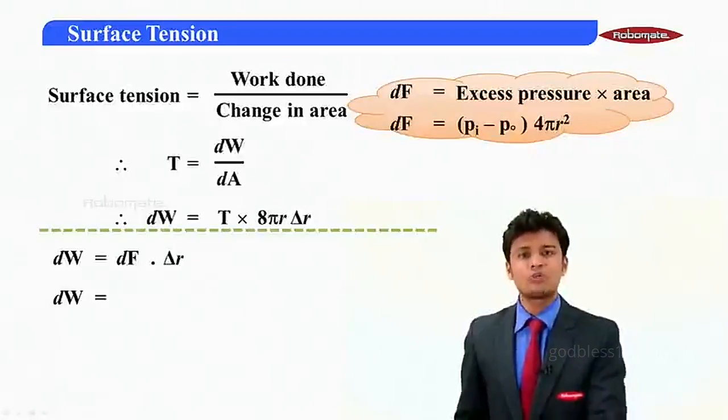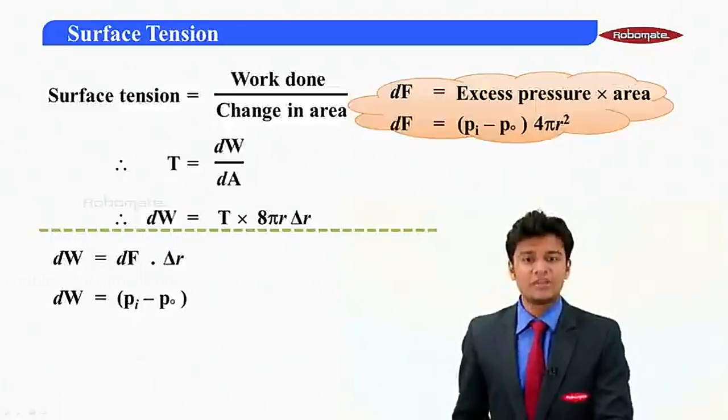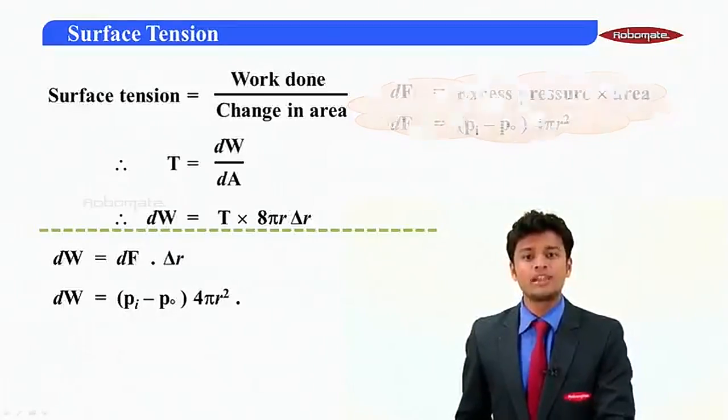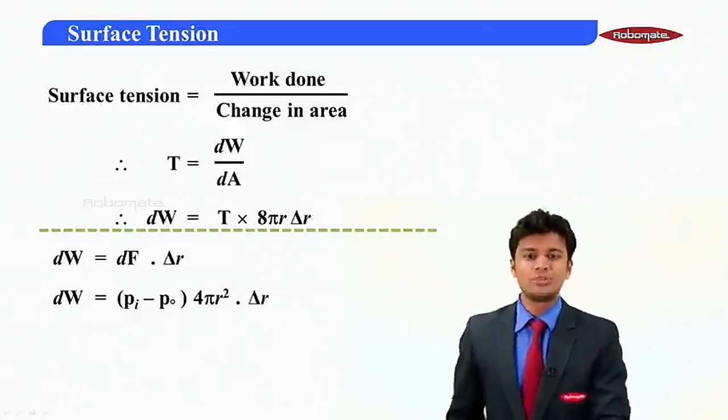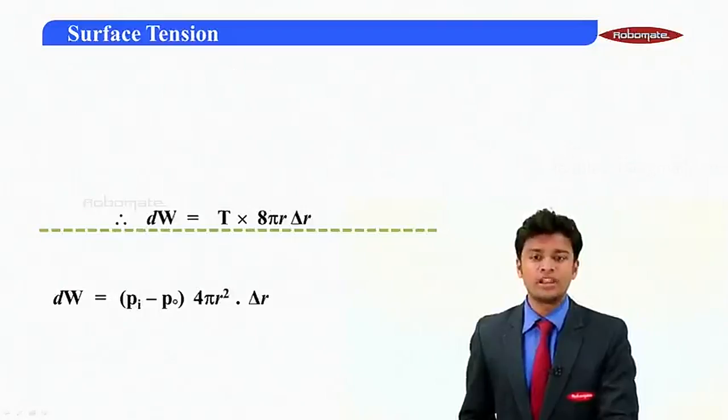But I know that force is equal to pressure into area. In this question, I am talking about the excess pressure, which is nothing but Pi minus P naught, and the area is 4 pi r square. So I say that dF can be written as (Pi minus P naught) into 4 pi r square into delta r. So dW is equal to (Pi minus P naught) 4 pi r square into delta r.